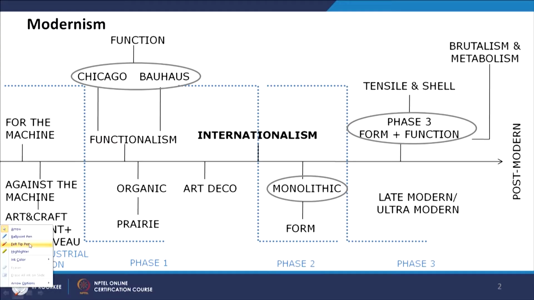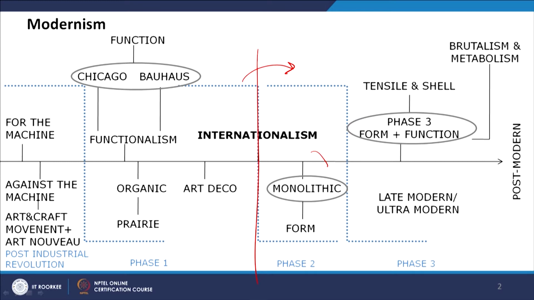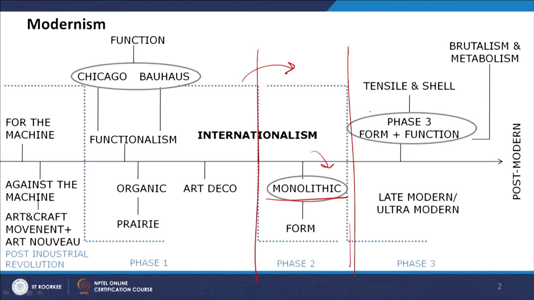On the timeline, if we start placing the internationalist movement, it is in the transition of phase one and phase two, as we discussed in the earlier classes. The concepts of the internationalist style were carried forward in the monolithic, which is in phase two, and which sometimes we don't even connote with the term monolithic. So it's a continuation of the internationalist movement. And then in phase three, the internationalist approach was also there with some iterations, especially in the tensile, where form and function are together, and in brutalism and metabolism. So a lot of internationalist styles were also translated into these two expressions as well.